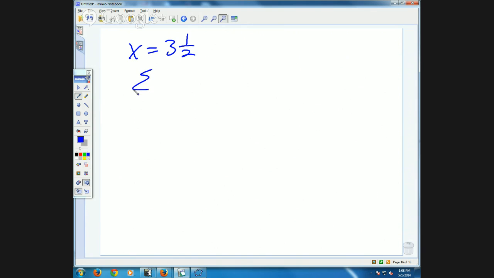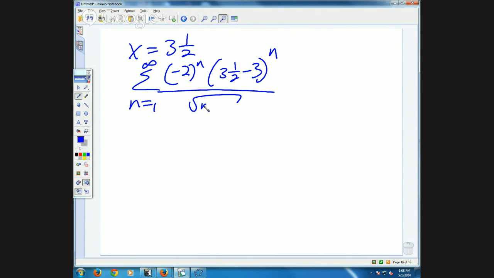That means we have the sum as n goes from 1 to infinity of negative 2 to the n times 3.5 minus 3 to the n all over the square root of n plus 3. This is an alternating series this time. Okay, so cleaning this up, that's 1/2 to the n times negative 2 to the n gives me what? Negative 1 to the n. Beautiful.